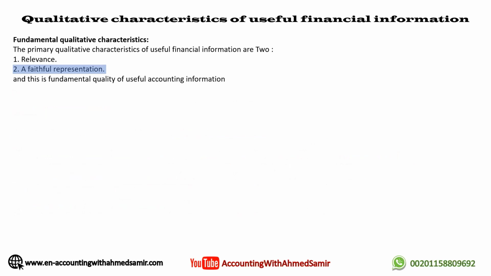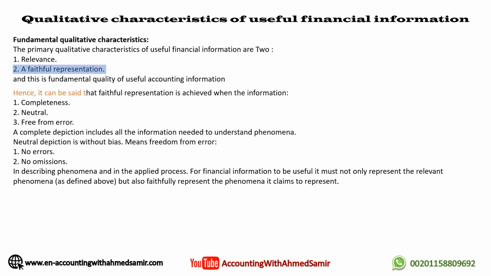Hence, it can be said that faithful representation is achieved when the information is: 1. Complete. 2. Neutral. 3. Free from error. A complete depiction includes all the information needed to understand the phenomena. A neutral depiction is without bias. Free from error means: 1. No errors. 2. No omissions, in describing phenomena and in the applied process.